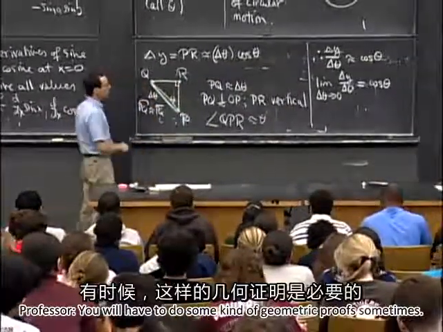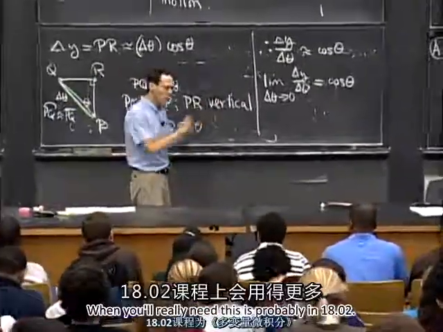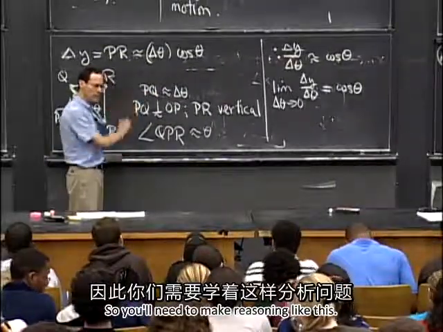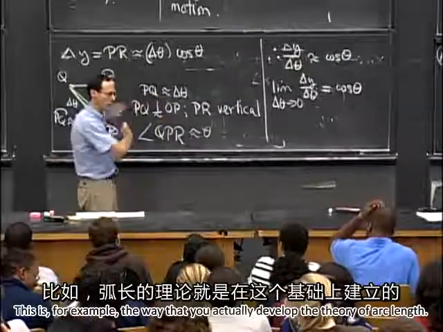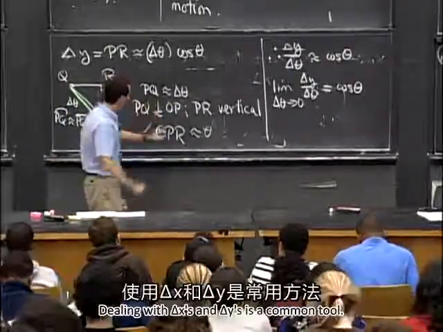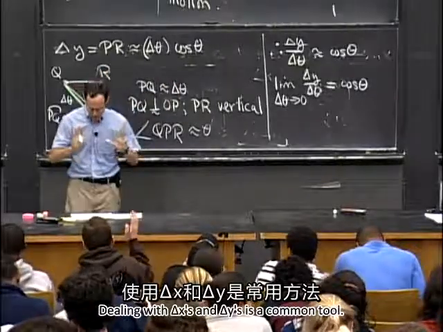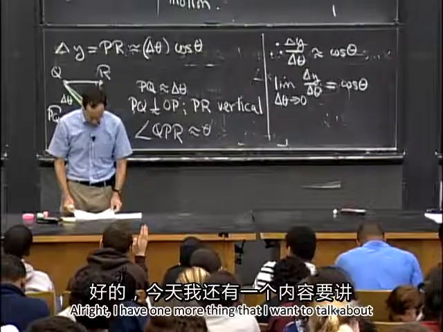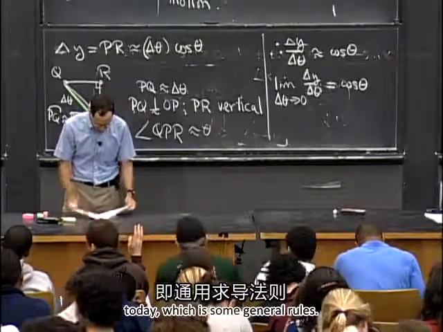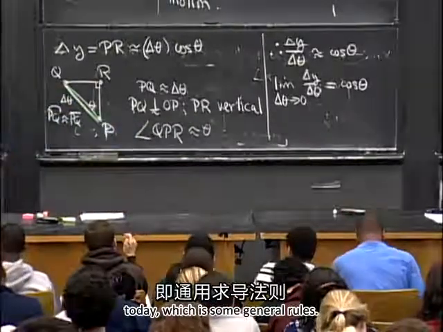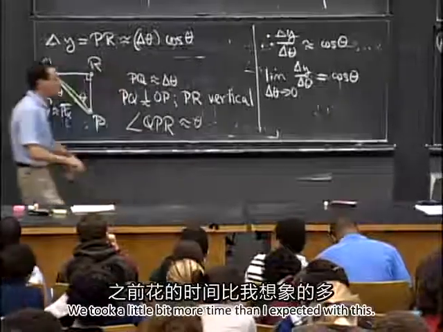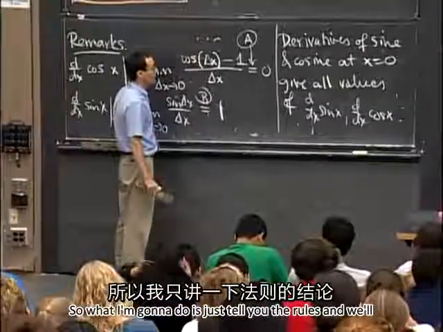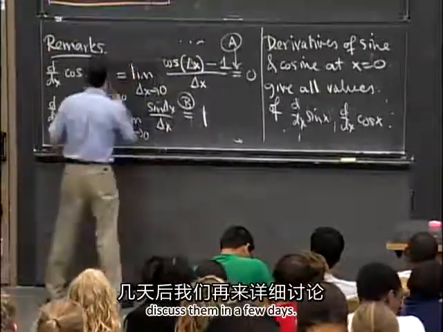You will have to do some kinds of geometric proofs sometimes. When you'll really need this is probably in 1802. So you'll need to make reasoning like this. This is, for example, the way that you actually develop the theory of arc length, and dealing with delta x's and delta y's is a common tool. All right, I have one more thing that I want to talk about today, which is some general rules. We took a little bit more time than I expected with this. So what I'm going to do is just tell you the rules, and we'll discuss them in a few days.